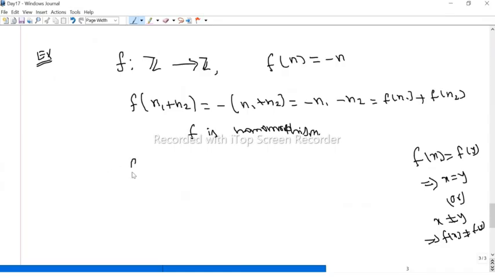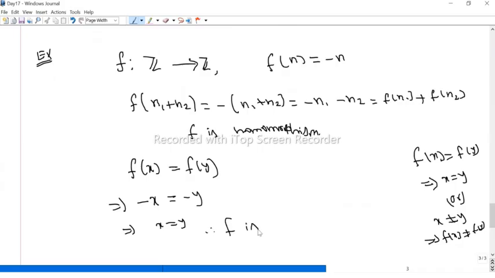So assume that f of x is equal to f of y. Suppose the images of two elements are equal. Now we have to prove that the elements should be equal. By the definition, f of x is nothing but minus x, and f of y is nothing but minus y. Now multiply minus on both sides, we get x equal to y. So whenever f of x equal to f of y, we get x equal to y. Therefore, f is one-one.